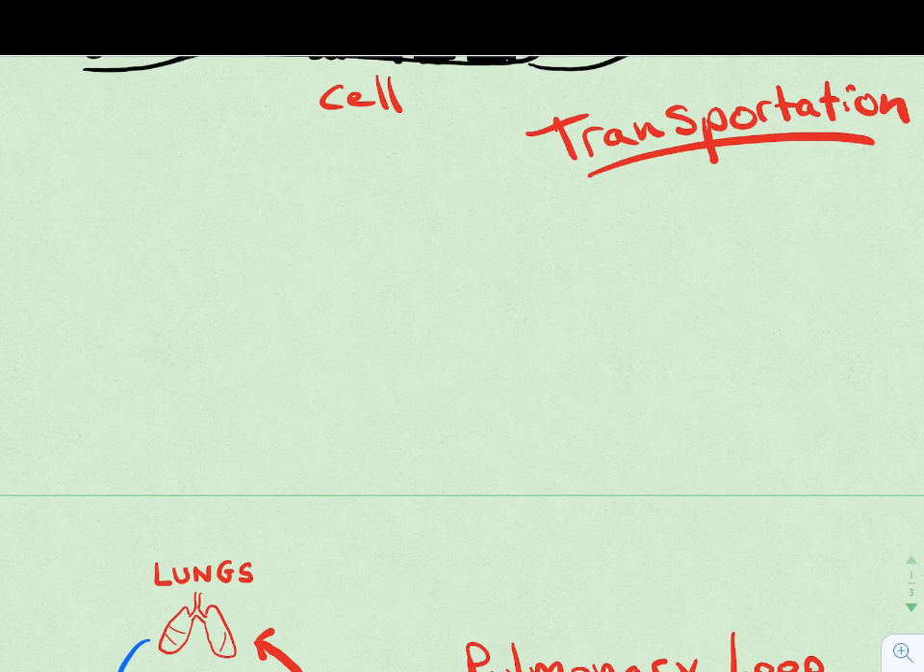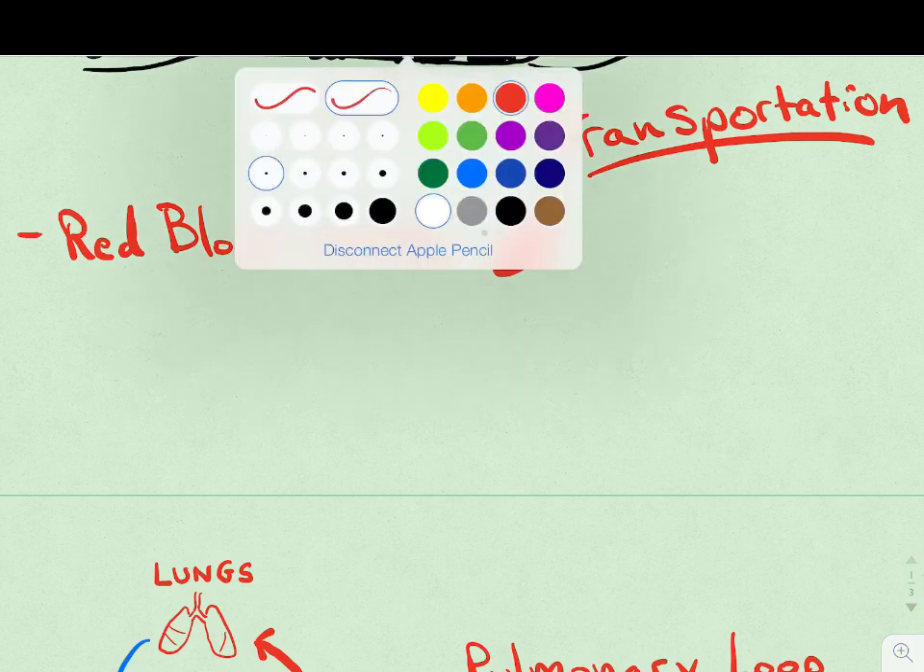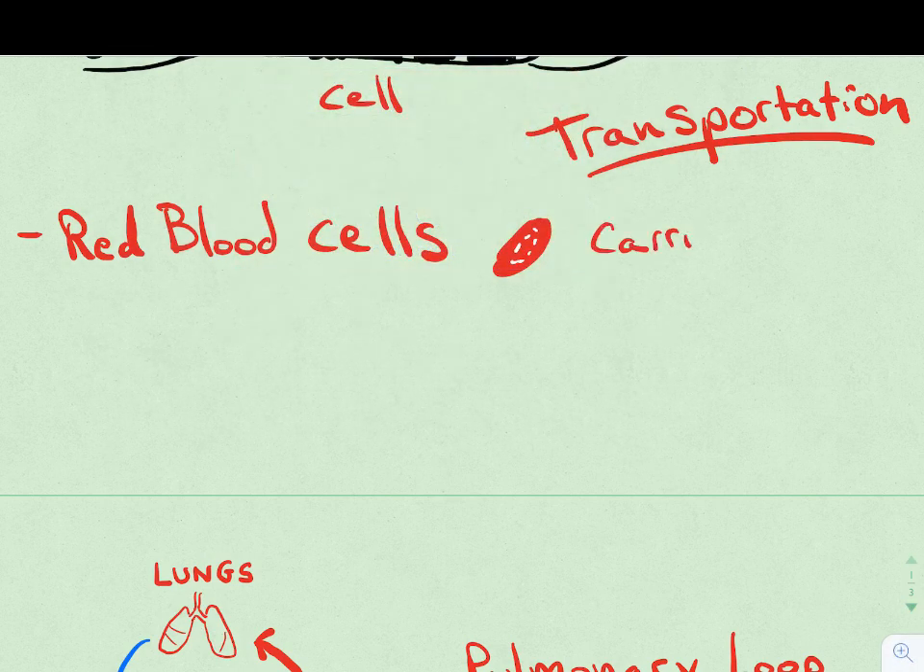So let's look at some of the things in the blood. We have 4 major components in the blood. The first are our red blood cells. Our red blood cells look a little bit like this. They're like these discs, and they don't have a nucleus. They're denucleated cells. Their function is to carry gases, like oxygen and carbon dioxide.